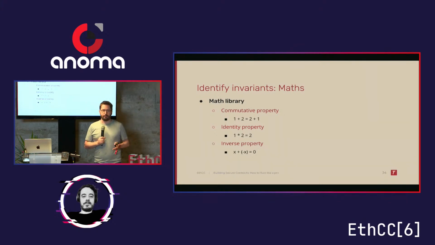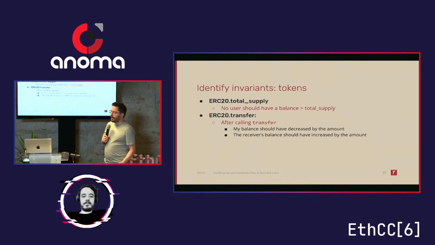Let's say you have an arithmetic library. If you think about arithmetic, there are a couple of invariants that usually hold for any type of arithmetic: commutative, identity, inverse. These are standard arithmetic operations. If you have a more complex system, we saw a couple of examples with ERC20. The balance of a user should not be above the total supply.